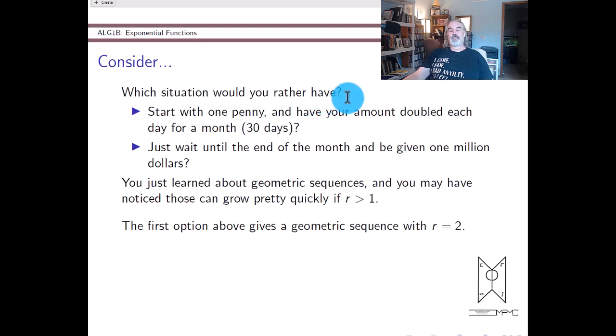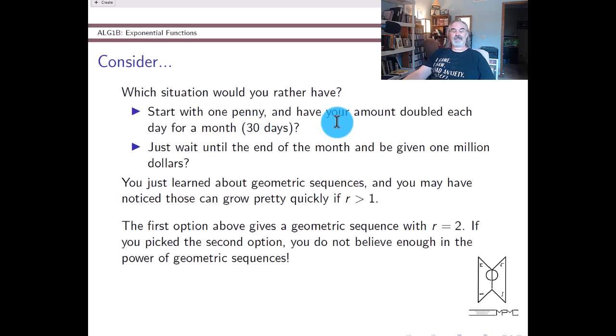And you may have noticed, I didn't make a big deal about it yesterday in the other slides, but you may have noticed that those functions tend to grow pretty quickly. The values that you're getting can get pretty high pretty fast. And so if you looked at this scenario, start with a single penny and double it every day for a month, or just wait to the end of the month and be given $1 million. If you pick the second option, then you do not have belief in the power of geometric sequences, which we are also going to start calling, in a way, exponential functions.